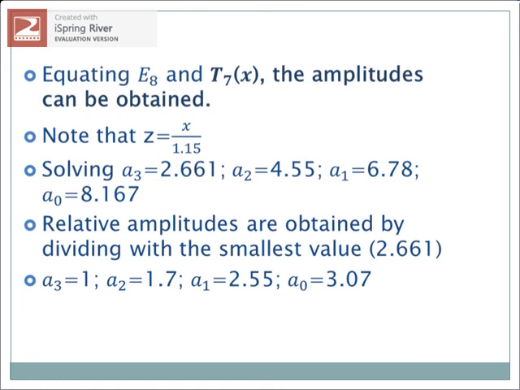Then we find the relative amplitude, so we divide these amplitude levels by the smallest value, that is A3 equals 2.661. Dividing the entire amplitude set by A3, you get the relative amplitudes: A3 equals 1, A2 equals 1.7, A1 equals 2.55, and A0 equals 3.07.